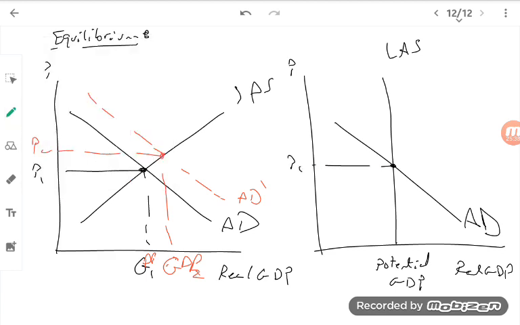So if taxes decrease, as a result, disposable income is going to increase. Consumption will increase, aggregate demand will shift to the right. So in this case, potential GDP is going to be constant, which means that this is the maximum level of production. We can't increase production beyond this point. But price level is going to increase from B1 to B2, which means that inflation rate in the country is going to increase.